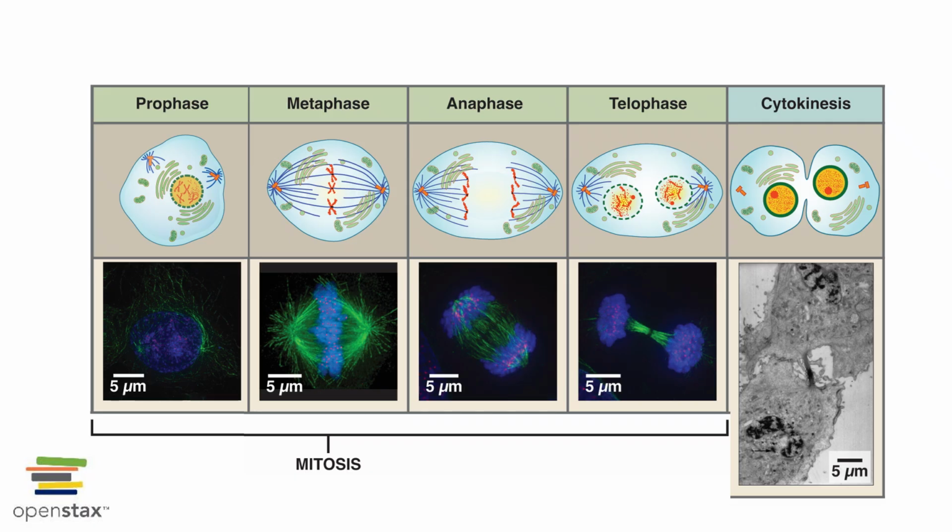Then during anaphase, sister chromatids separate. The mitotic spindle pulls them toward opposite sides of the cell. Finally, the cell enters telophase. During telophase, nuclear envelopes reform and chromosomes decondense. After mitosis, cytokinesis divides the cytoplasm and 2 daughter cells are produced.